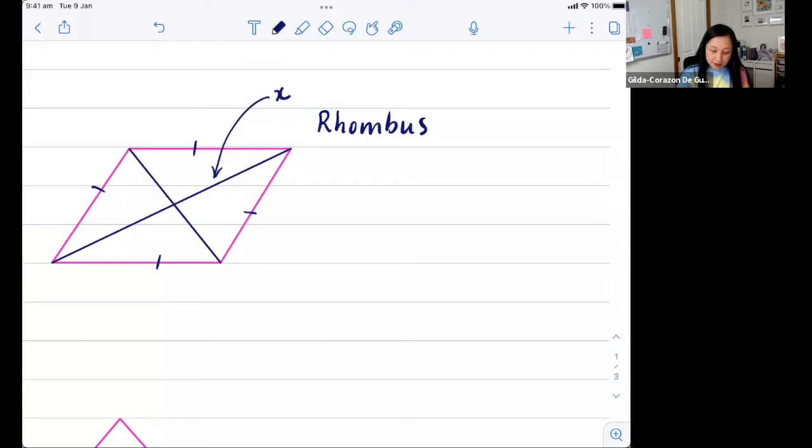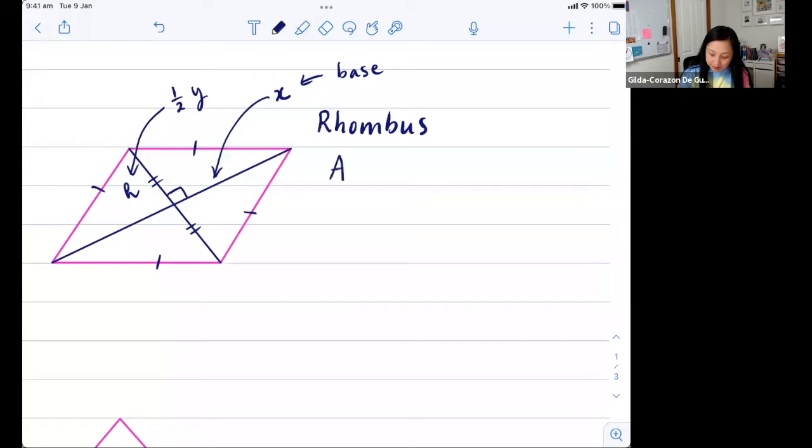Okay, and I know that those diagonals bisect each other. When I say bisect each other, they cut each other into two equal parts. X is actually my base. And then if I would say that this whole length here is y, I could say that the height here would be half of y, right? So let me write that down.